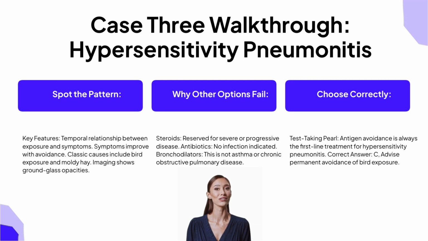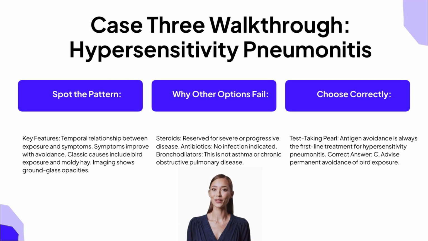Now think about why other options fail. Steroids are reserved for severe or progressive disease, not first line. Antibiotics make no sense because there's no infection here. Bronchodilators won't help because this isn't asthma or chronic obstructive pulmonary disease.